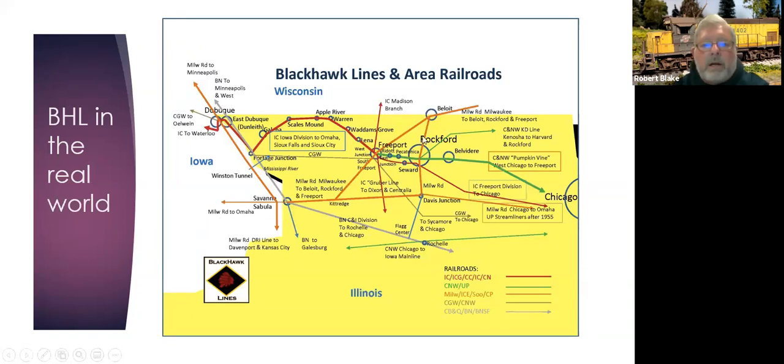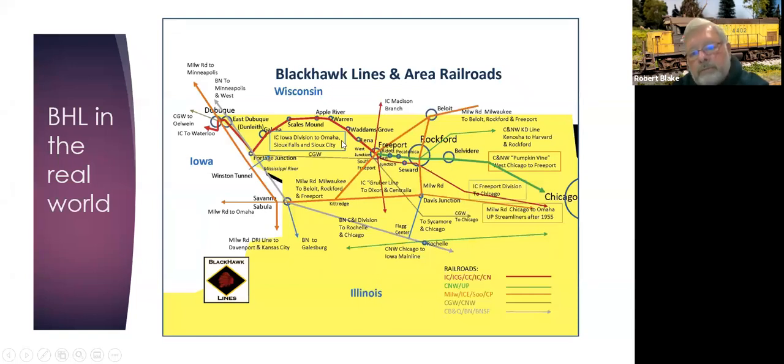So that's the Blackhawk lines, but the trick was, because I grew up in a town called Belvedere, a little east of Rockford, and because I'm partial to the Northwestern, I decided that the Blackhawk lines was really going to be a joint operation of Northwestern and Illinois Central, and it would follow Northwestern trackage east of Freeport and the Illinois Central route west of Freeport and out across Iowa.